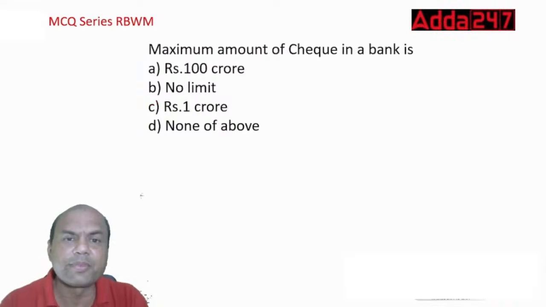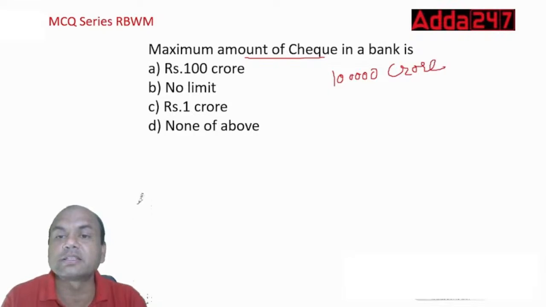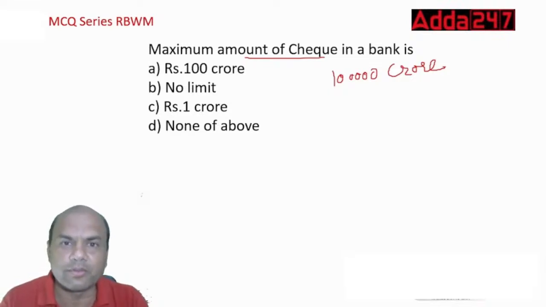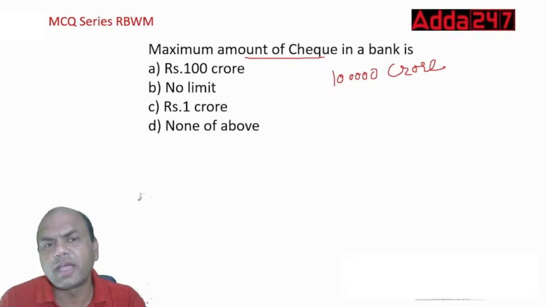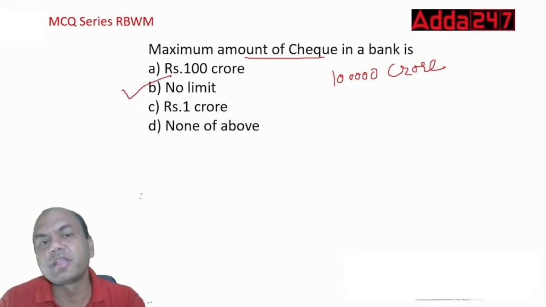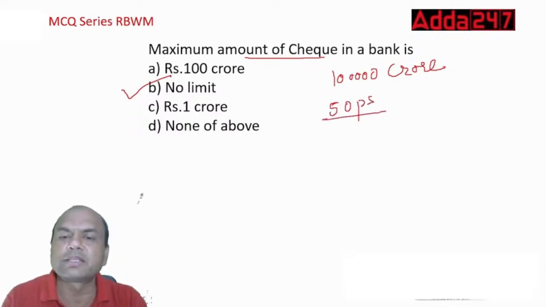What is the maximum amount of cheque in the bank? What is the maximum amount of cheque I can write? Tomorrow if I write a cheque to you of, let's say, 1 lakh crore. Obviously, I don't have that much balance, neither do you. But can I write a cheque of this amount? 100 crore, no limit, 1 crore, none of the above. I can write, isn't it? No limit. I can write any amount of cheque. Minimum is also there. I can write a 50 paise cheque also. I can write a 50 paise cheque to you.